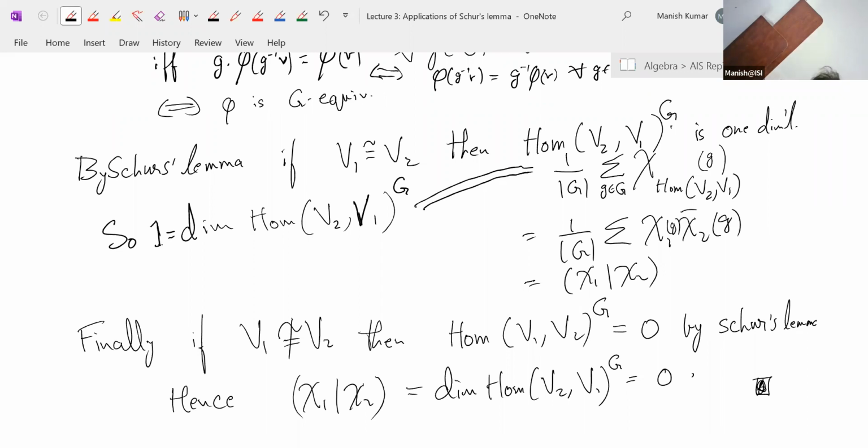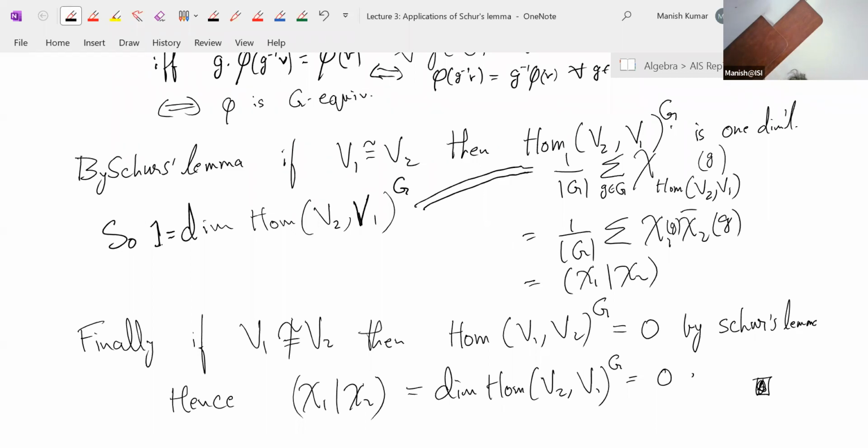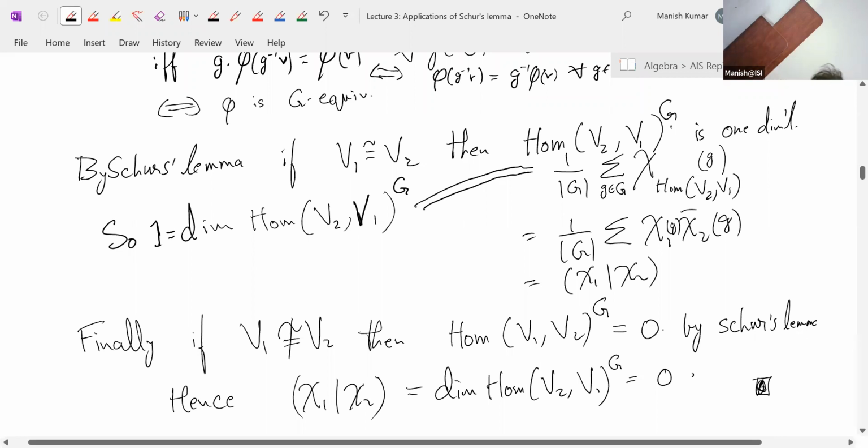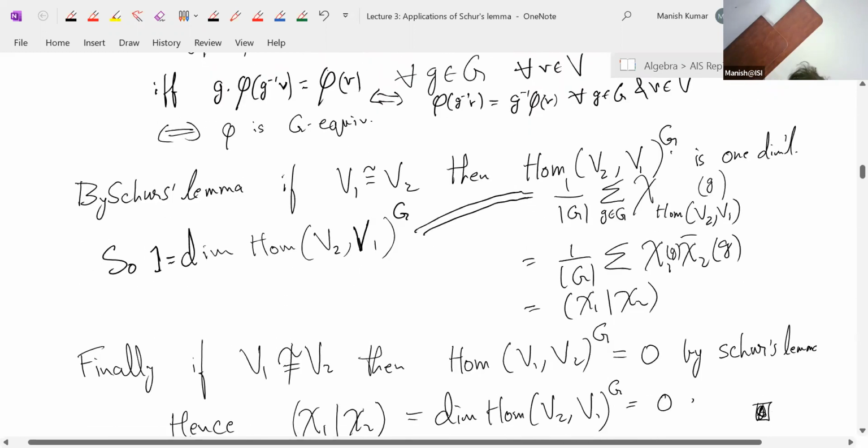And if V1 and V2 are not isomorphic, then we know that there are no non-zero G-equivariant maps. If V1 and V2 are irreducible, Schur's Lemma also tells us that there are no non-zero equivariant maps between them. So this is the zero vector space, and hence this pairing of chi1 and chi2, which by this calculation is the same as the dimension of Hom(V2, V1)^G, is going to be 0. So this completes the proof of the orthogonality of the characters.